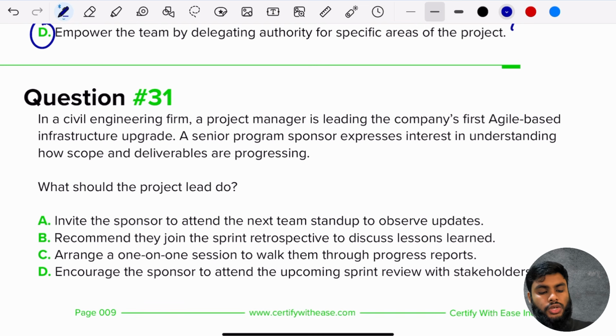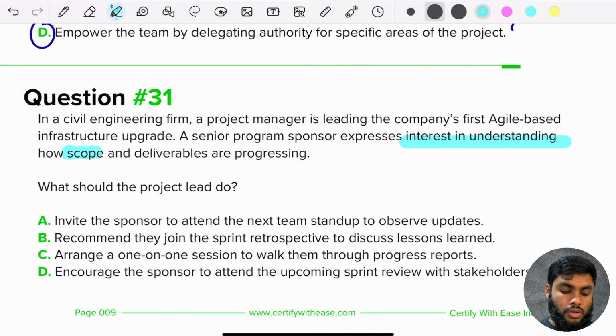In a civil engineering firm, a PM is leading the company's first Agile-based infrastructure upgrade. All of that, not important. We're setting up the situation. A senior program sponsor expresses interest in understanding how scope and deliverables are progressing. Great, that's our problem statement. So he has an interest or she has an interest in understanding the scope and how things are progressing. What should the PM or the project lead do?